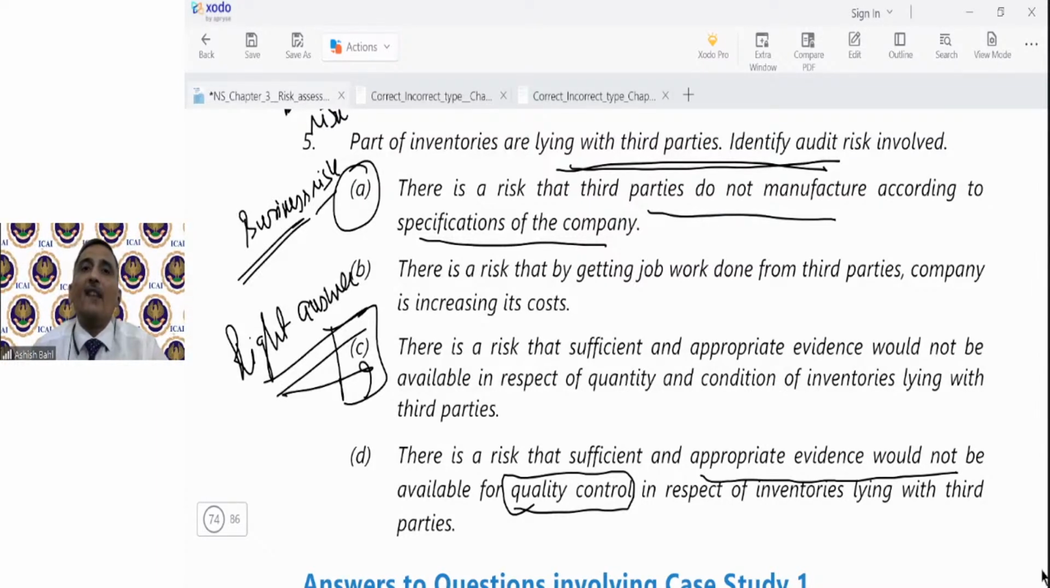Yes, Kalkotar, inventory valuation is done by management, not by the CA. It is done by management, but the auditor has a responsibility to verify it. He has to see that the valuation made is proper. But at the first place, valuation is done by the management.